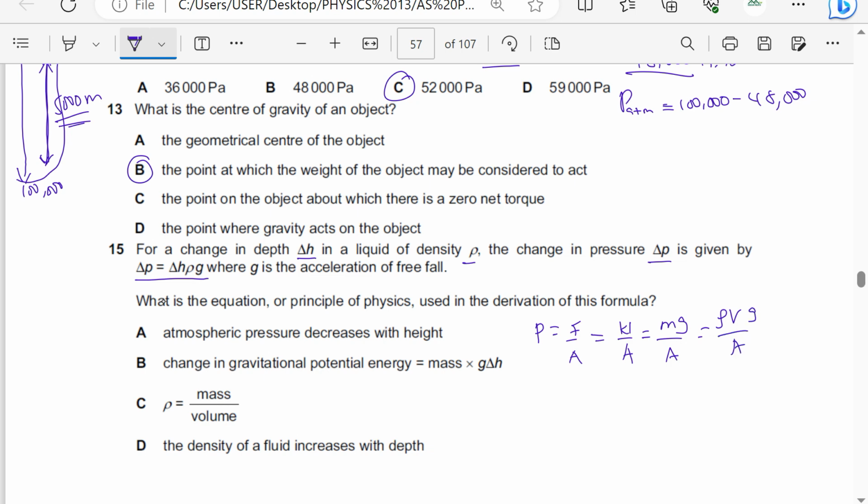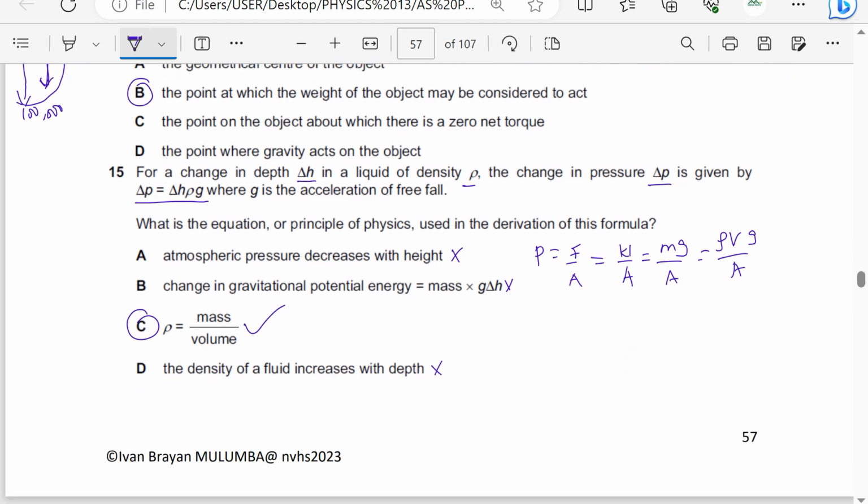Atmospheric pressure decreases with height. Of course, it decreases with height, but we can't use that to derive that formula. Changing gravitational potential energy is mgh. We can't use this one. Of course, we have used this one here, mass is density times volume. The density of a liquid increases with depth? The density is uniform. So the equation we are using is density is mass over volume. So the answer is C.